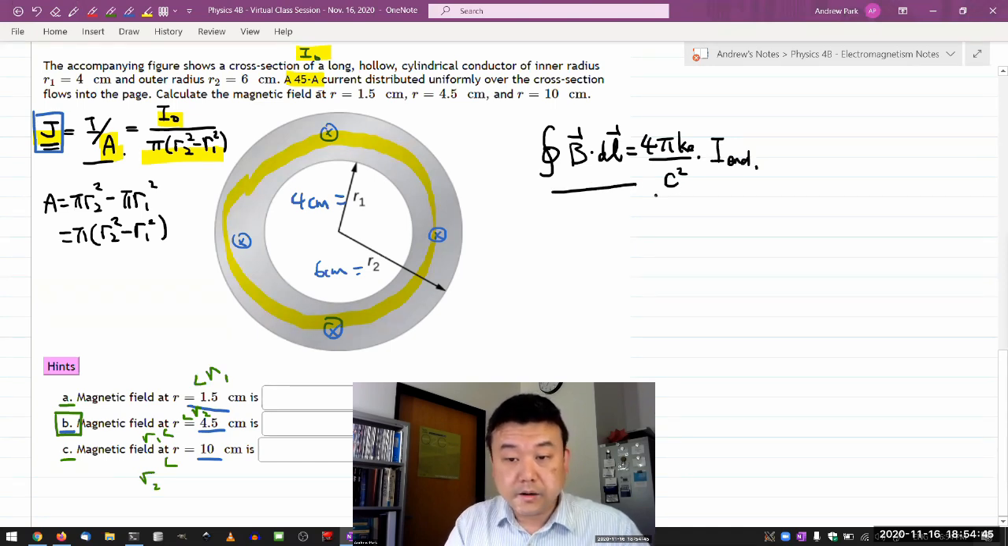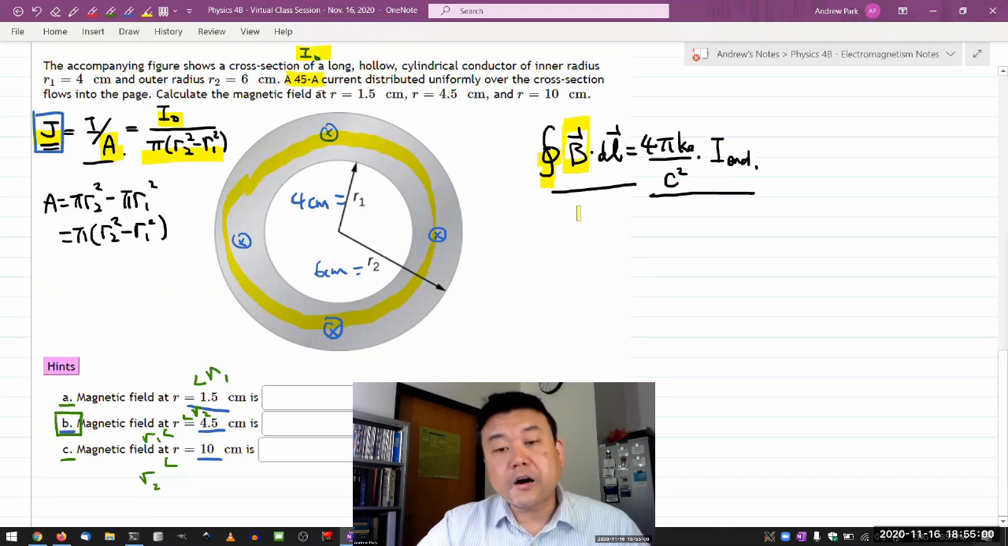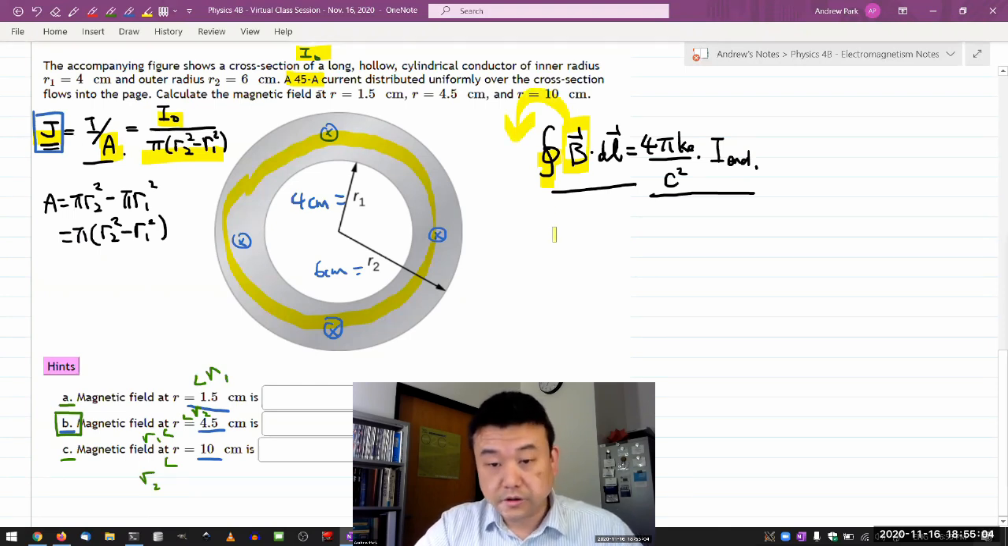And there are two things that you need to consider in applying this. The first part is this part here, that magnetic field is inside the integral. So you need some clever argument to be able to get the magnetic field out of the integral. And that clever argument is the symmetry argument.